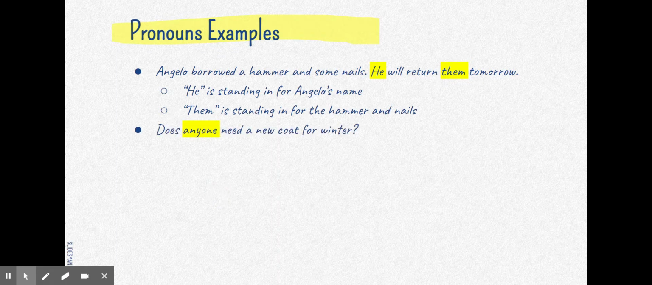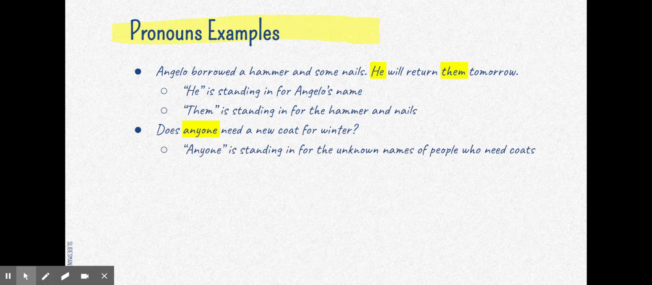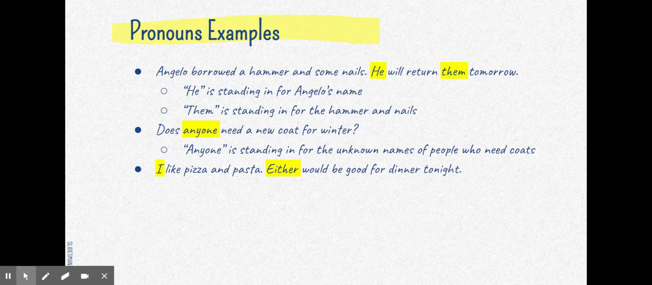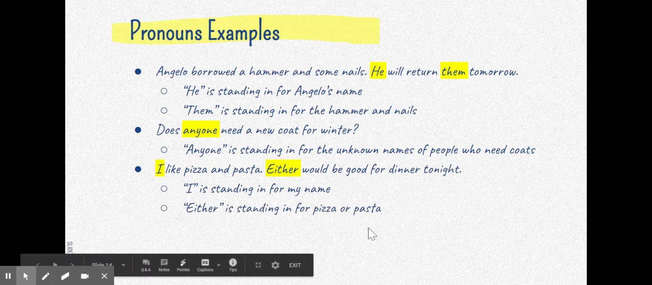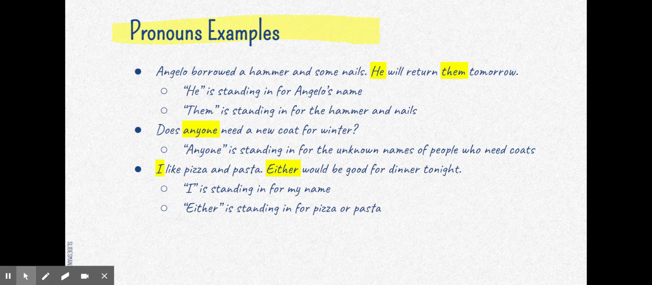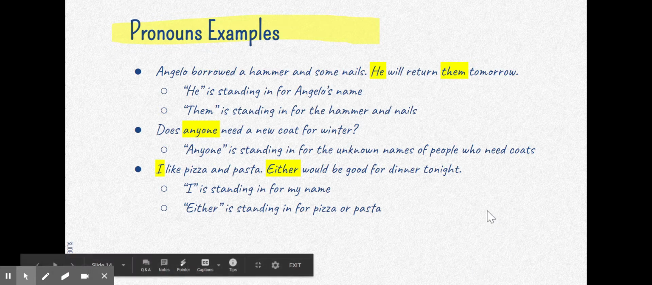Does anyone need a new coat for winter? Our pronoun here is anyone because it's standing in for the unknown names of people who need coats. The person asking this question doesn't know who needs coats, so anyone is standing in for the names of those people. Lastly, I like pizza and pasta. Either would be good for dinner tonight. I is standing in for my name, whoever's name is saying the sentence, and either is a pronoun because it's standing in for the pizza or the pasta. So hopefully this shows you how exactly pronouns are stand-ins for nouns in a sentence. They replace them.